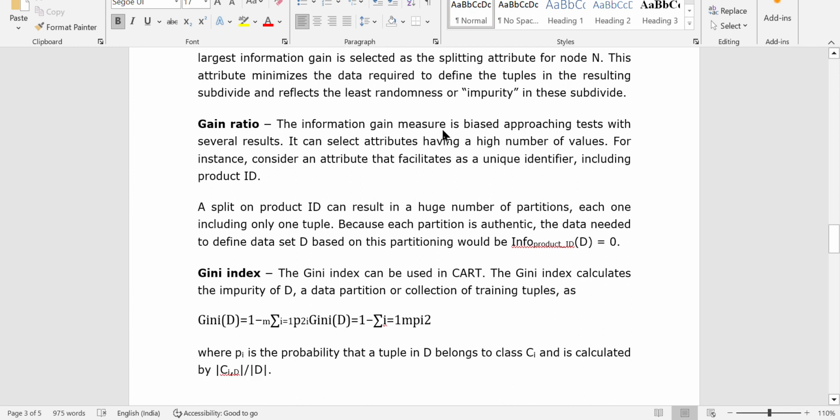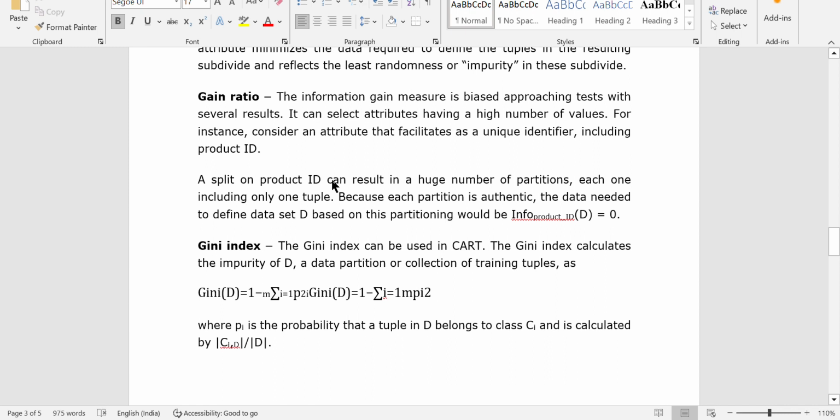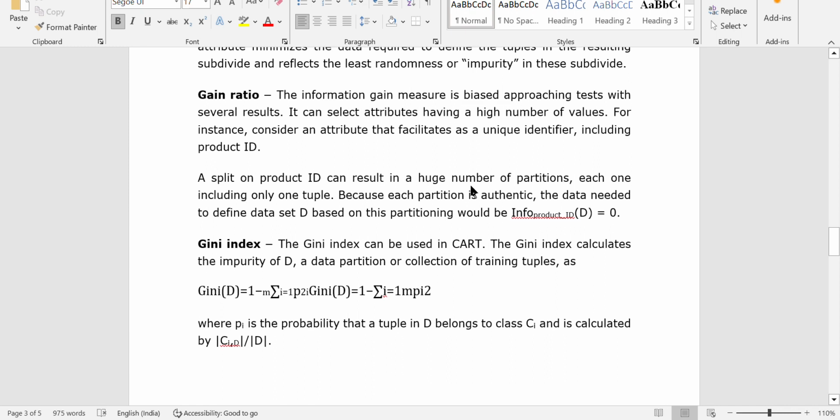Gain ratio. The information gain measure is biased toward tests with many outcomes. It can select attributes having a high number of values. For instance, consider an attribute that serves as a unique identifier, such as product ID. Now, a split on product ID can result in a huge number of partitions, each one including one tuple.